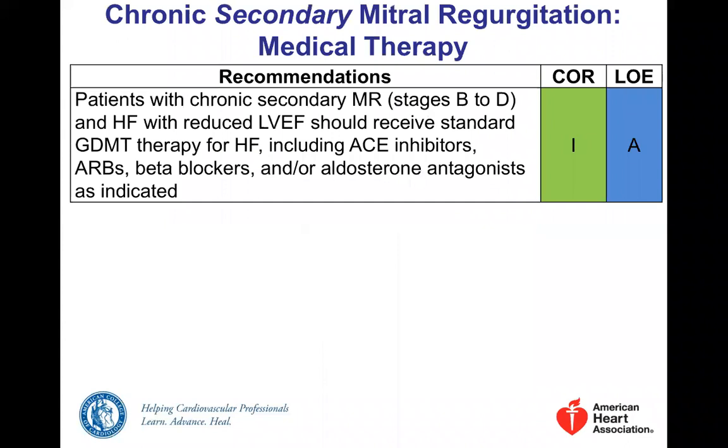So, as you see here, for a patient with chronic secondary mitral regurgitation, first of all, you need to consider medical therapy for these patients, okay? This is class 1, before you even try doing anything. Now, if you go to the surgical management, go to the next slide. Sure.